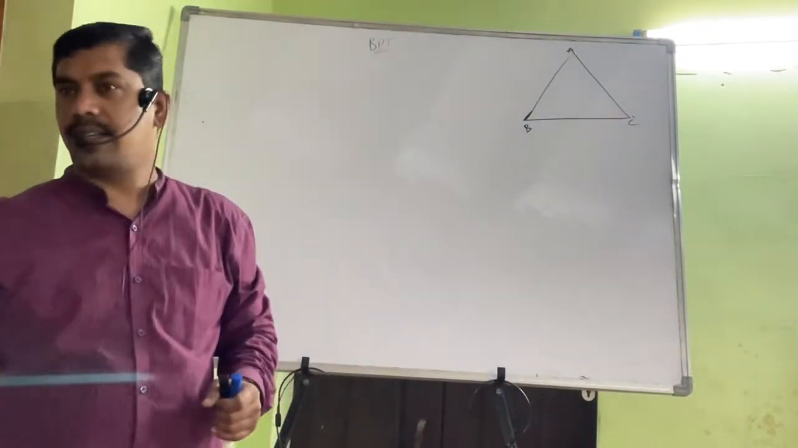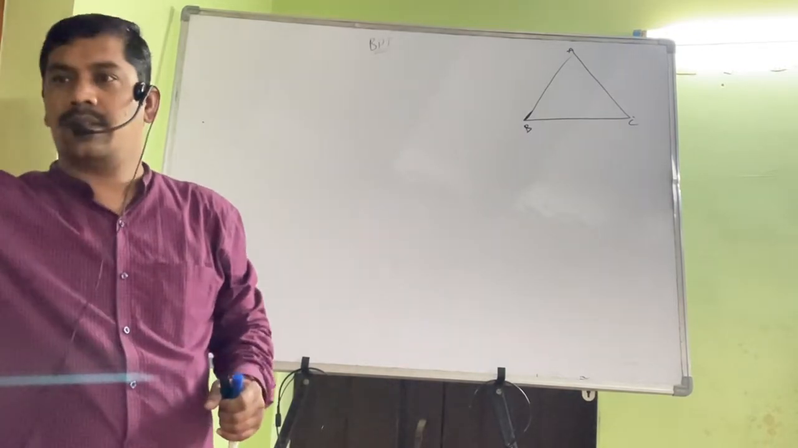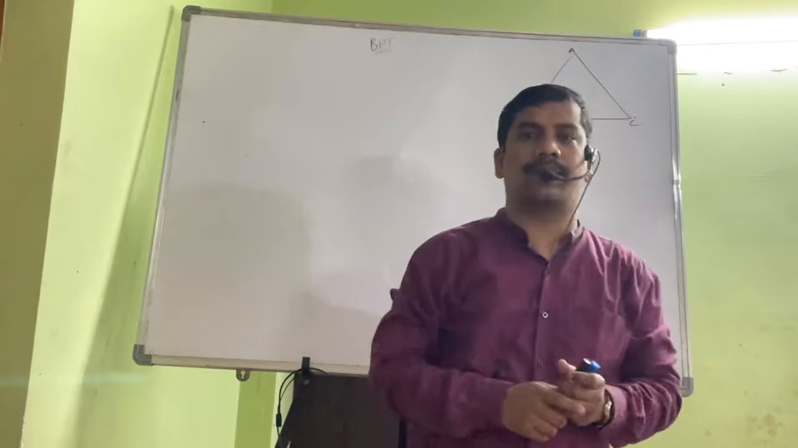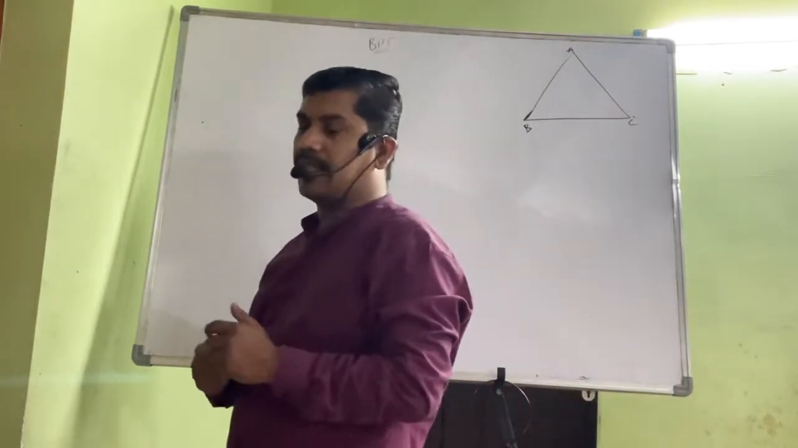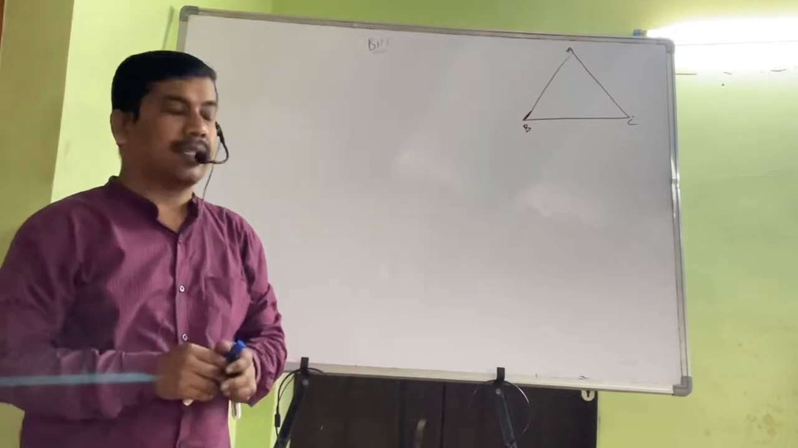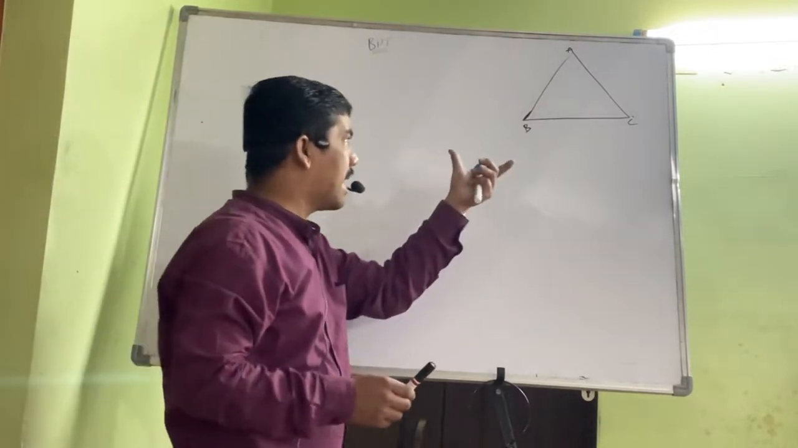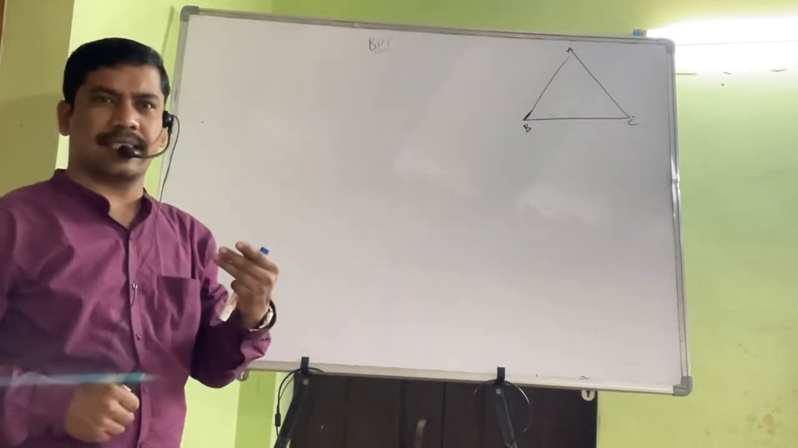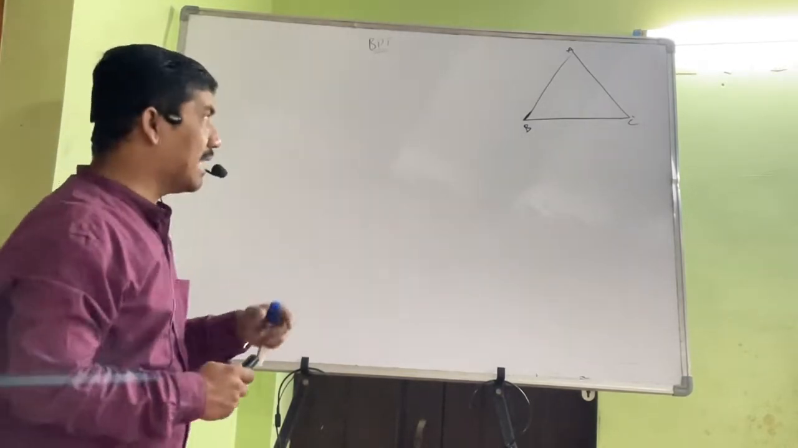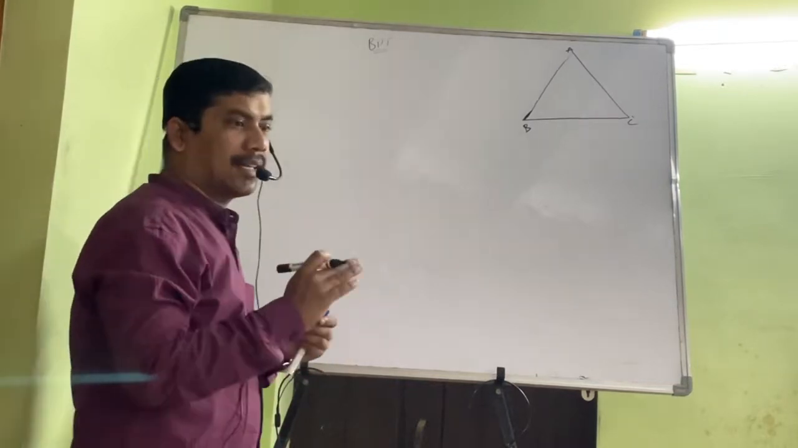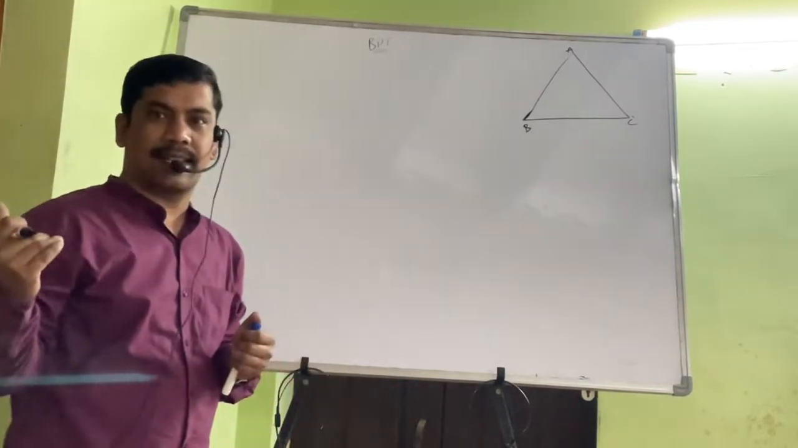It is also known as Thales theorem. First, let us understand the statement of this. Now suppose a triangle is given. Obviously, a triangle will have three sides. So, when a triangle is given and we draw a line parallel to one side of the triangle.